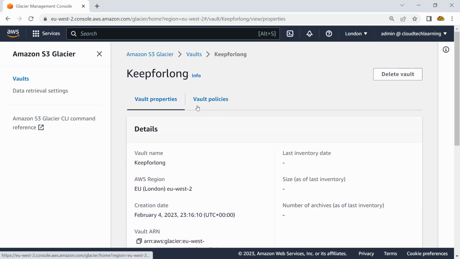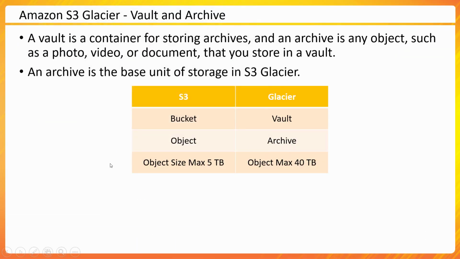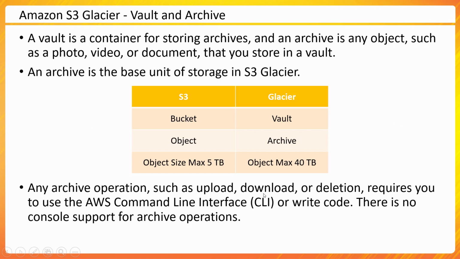Creating a vault is possible from the command line as well as the console, like I did, but the rest of the operations related to archives, like uploading, downloading, and deleting, require CLI access, or you would be writing code and interacting through the API. It's not directly giving you an interface where I can upload an object into Glacier. You would need to use the CLI, or there would be code which you have to write on your own.